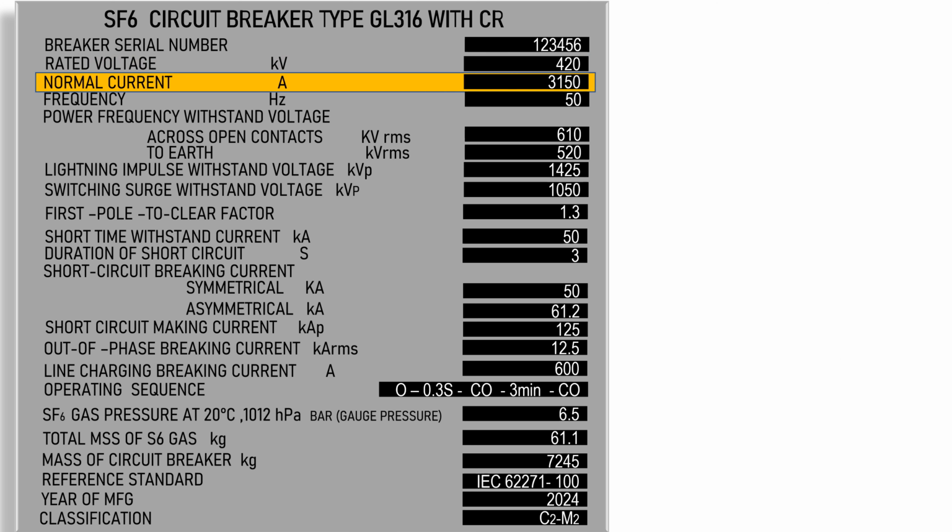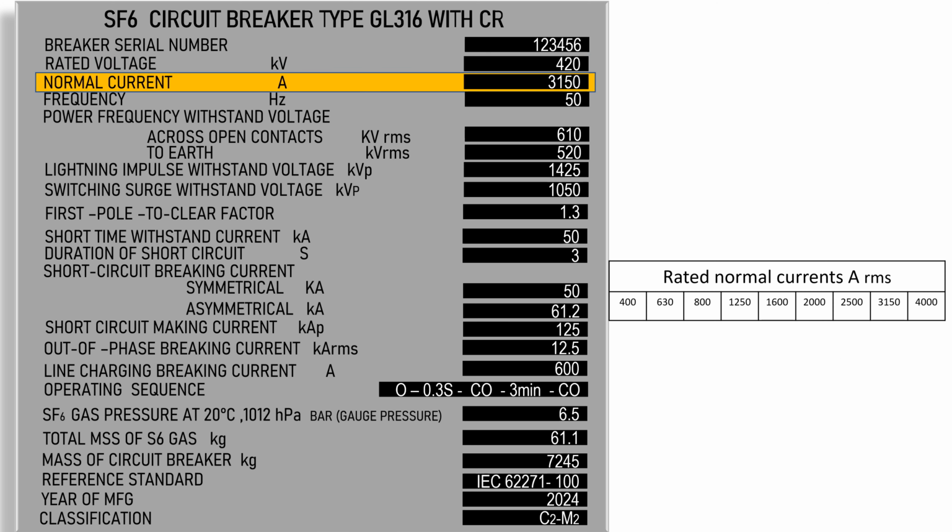Normal current. The normal current of a circuit breaker is the RMS value of the current which the circuit breaker can carry continuously, with temperature rise of various parts within specified limits.